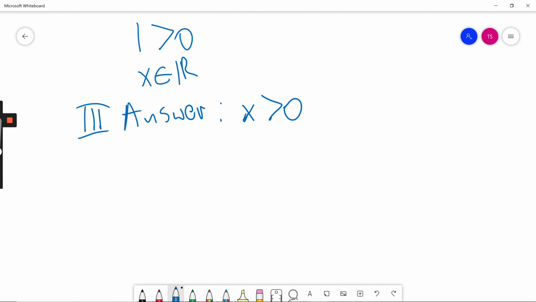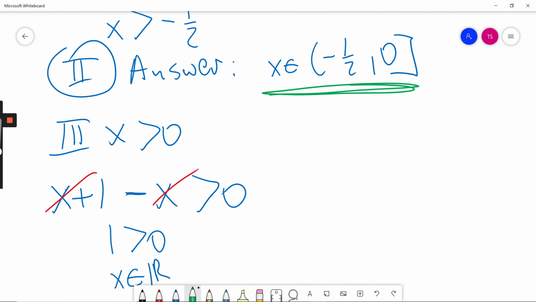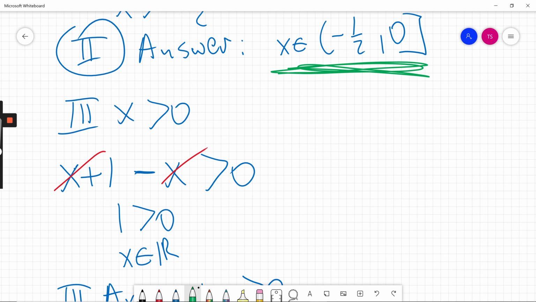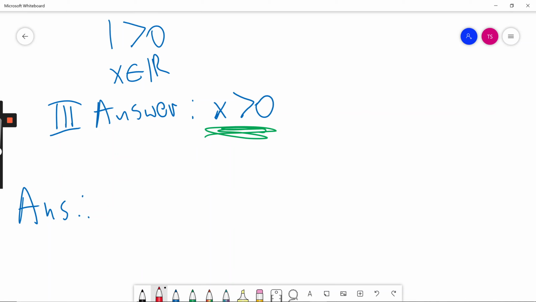And then the final answer for the question will be, I can combine x is more than 0 from interval 3 and x belongs to minus 1/2 to 0 from interval 2. So when I combine those answers, the final answer for this problem will be x is more than -1/2.